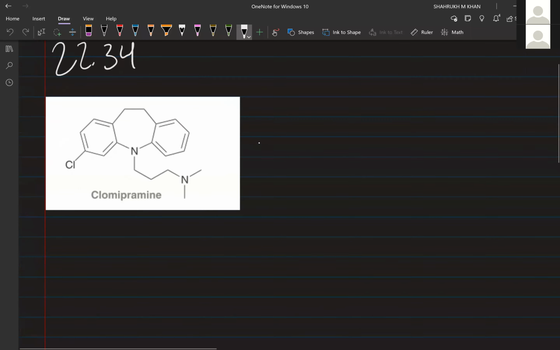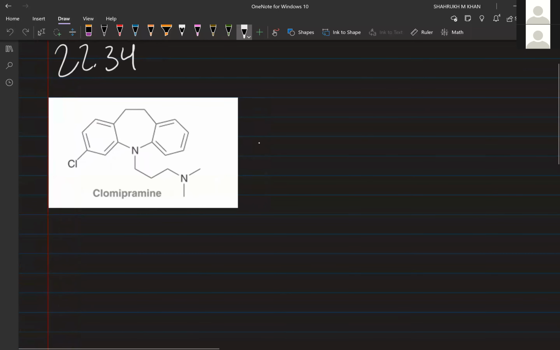All right. So we have this molecule here, clomipramine. I guess it's some drug called Anafranil. It's used for OCD apparently. So it's asking which of the two nitrogens here are more basic.